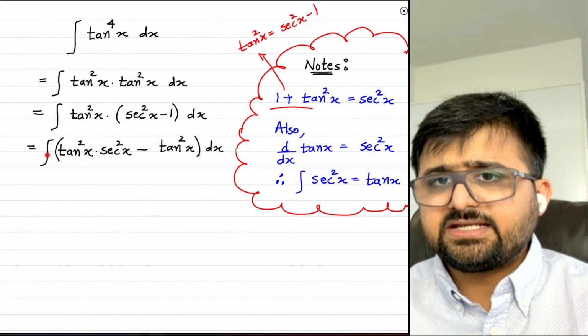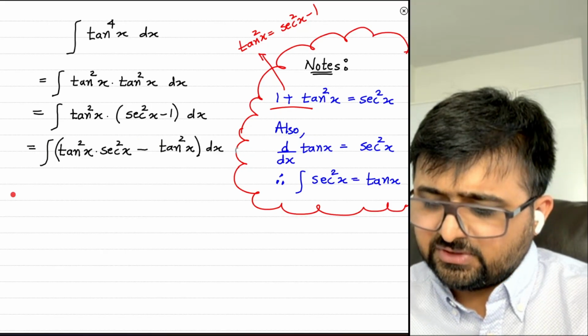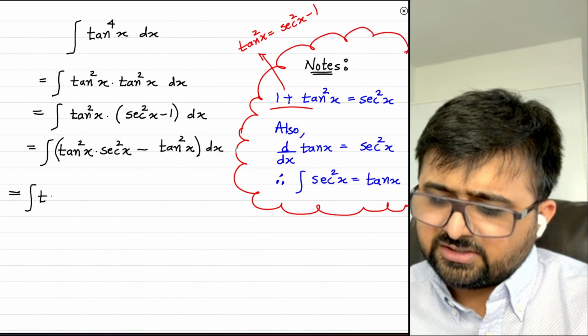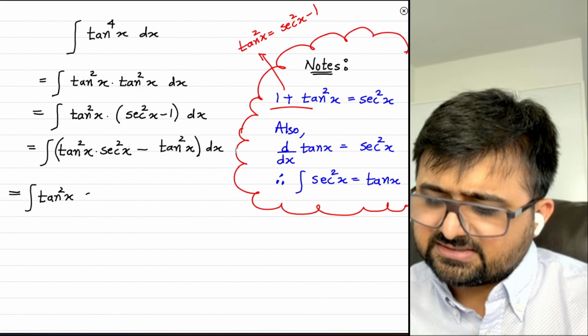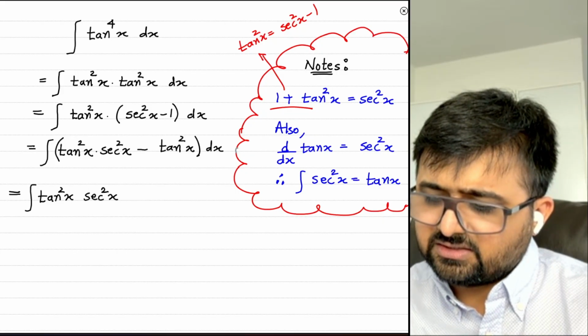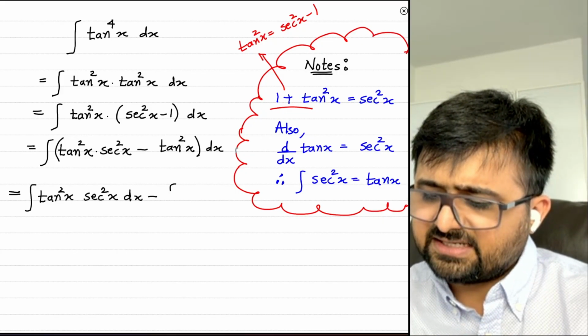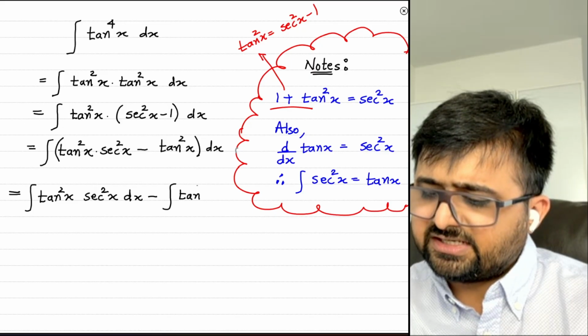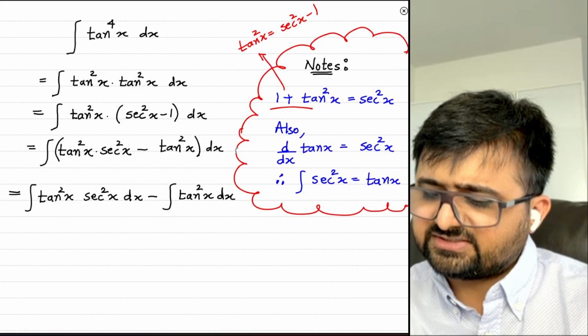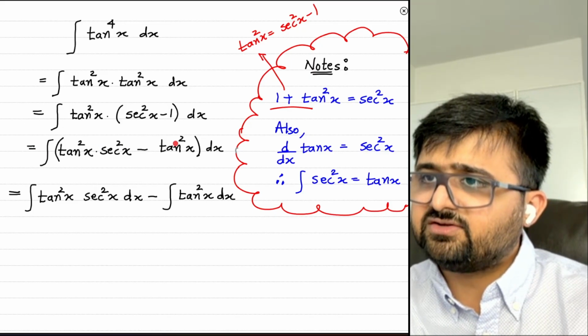Now we can give that integral to both of those terms. So this will look like the integral of tan square x sec square x with respect to x, minus the integral of tan square x with respect to x. We just give that integral to the first term and to the second term.